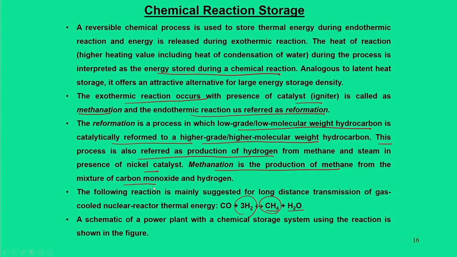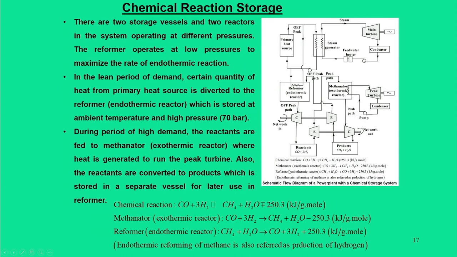Now, to explain this, let us try to understand this particular figure, which shows the schematic flow diagram of a power plant using a chemical storage system, where we consider the chemical reaction CO plus H2 gives CH4 and H2O. The reaction is reversible, and the energy released or absorbed through this reaction is close to 250.3 kilojoule per gram mole. And typically the power plant that operates using this chemical reaction is similar to a conventional main power plant.